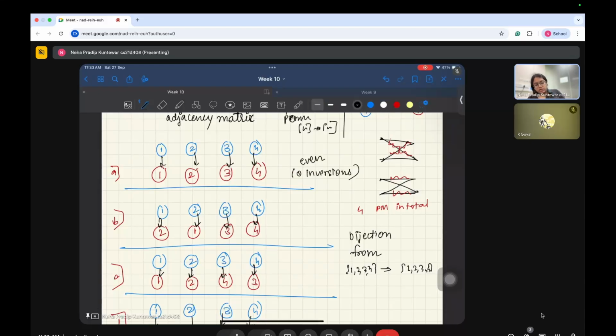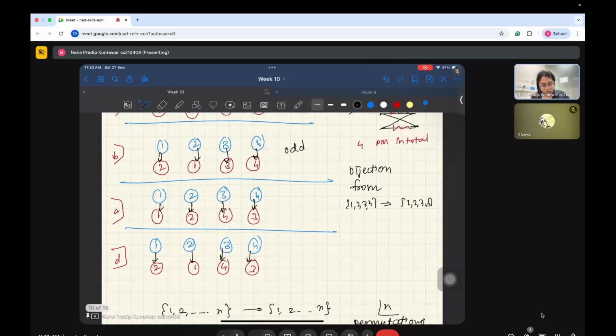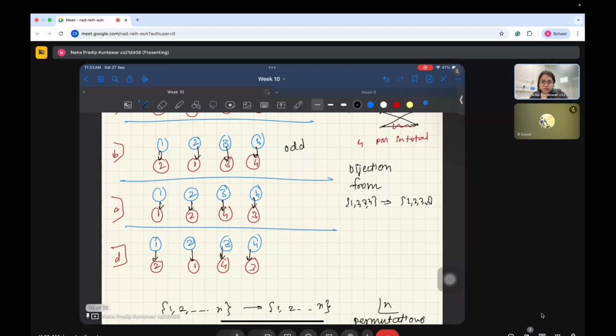And here we have only one inversion, so this is odd. Then what about the other two, which is even and which is odd? So if I have an odd number of inversions, then it would be negative, is it? And an even number of inversions, then positive. Yes. Okay.